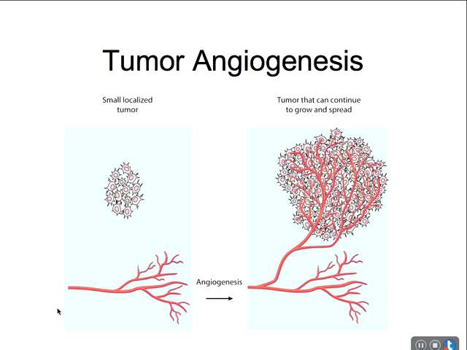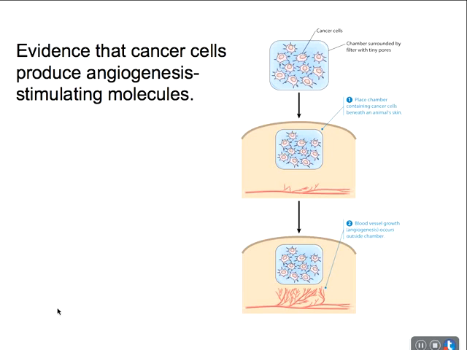Now, how are they doing it? Here's another really pleasant experiment on how they figured out that they're actually releasing some molecules that stimulate angiogenesis. This is a chamber. The chamber has a porous membrane surrounding it. Cells are inside, and the cells cannot get through that porous membrane.